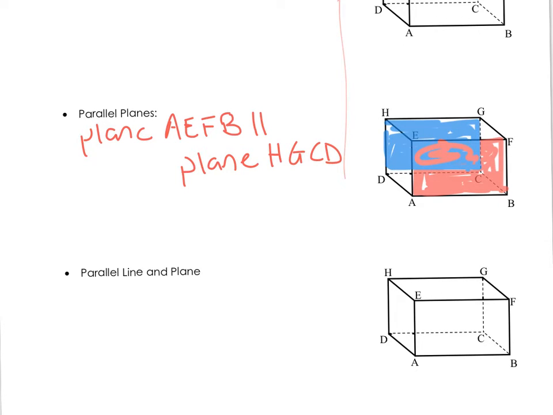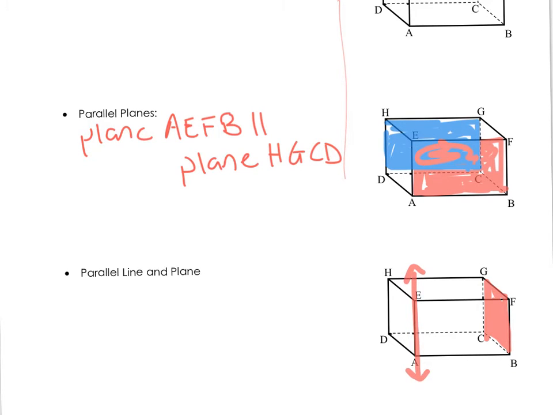Okay. And last one, parallel line and plane. So lines and planes can be parallel as well. So let's pick the right side of this box since we haven't yet. Let's color in that. And then a line that's parallel to that plane is just going to be a line that doesn't intersect that plane. So for example, line EA is going to be parallel to that.